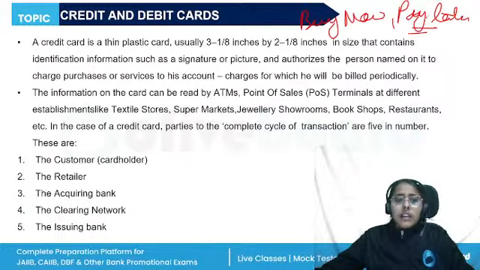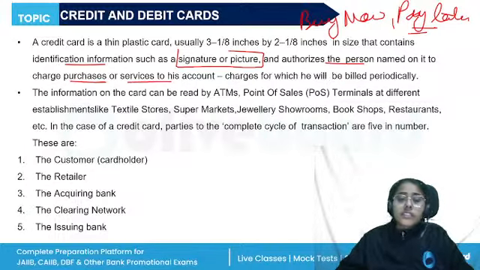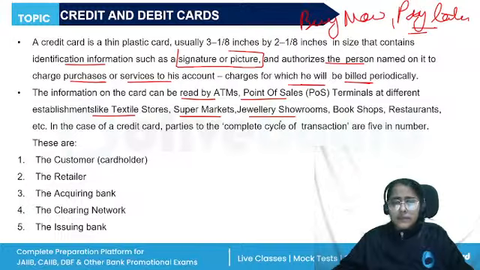So, it has the identification information such as the signature or picture of the card holder, and it authorizes the person named on it to charge purchases or services to his account for which he will be billed periodically. Credit cards can be read at ATMs, point of sale terminals, at establishments like textile stores, supermarkets, jewelry, etc.